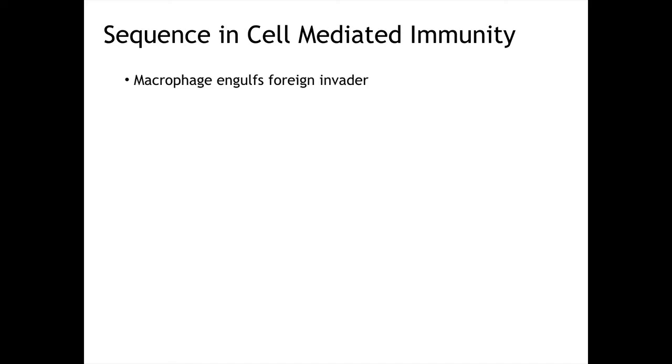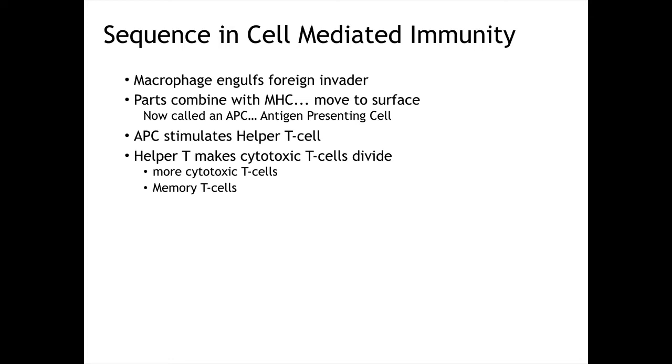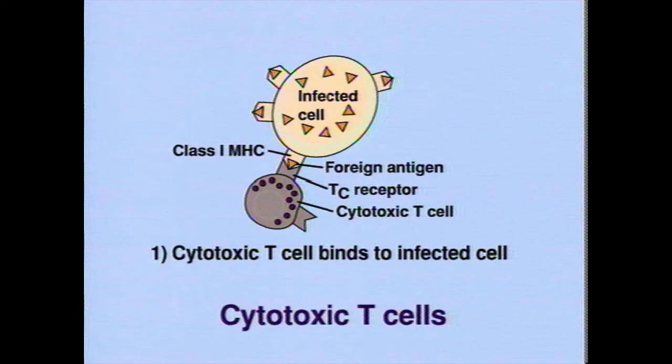All right, so again, the sequence in cell-mediated immunity, this is the one that uses the T cells. The macrophage is going to engulf the foreign invader. Parts of the invader, the antigen, are going to combine with the MHC complex and move to the surface. Now we're going to call that cell an antigen-presenting cell. The antigen-presenting cell is going to stimulate the helper. So it releases interleukin 1, which is going to call the helper T cell. The helper T cell will release interleukin 2, which will make the cytotoxic T cells divide to make more cytotoxic T cells and more memory T cells.